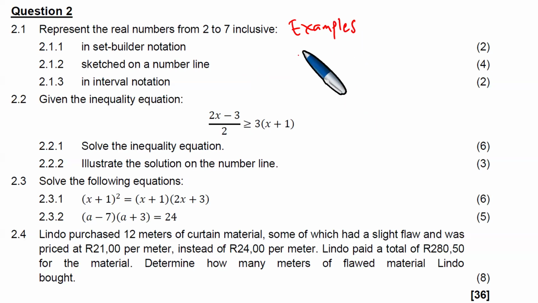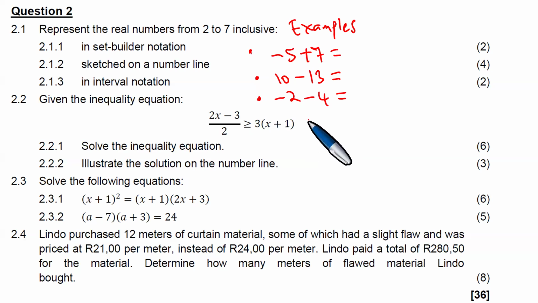More examples. Like, what are the examples? Like minus 5 plus 7. Then 10 minus 13. Minus 2 minus 4. I'm just generating these off the top of my head, but I want us to discuss this as we move on. Then we can mix them up.